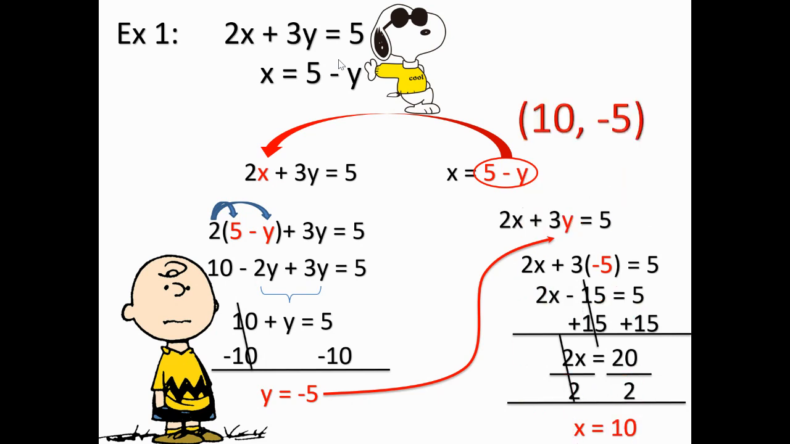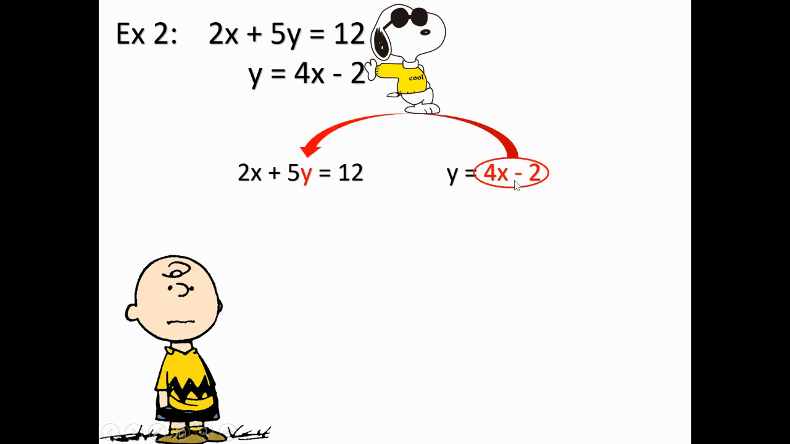Okay, so now, example number 2, we have the same thing, except we have a y by itself. So this is set up perfectly for me to do the substitution method. So anywhere I see a y, I can plug in 4x minus 2. So I'm going to take 4x minus 2, and I'll plug it in.